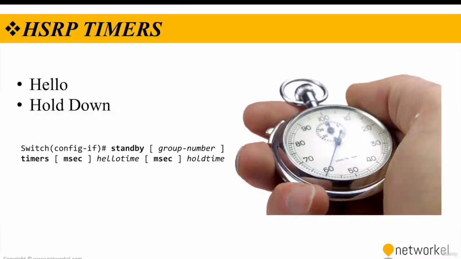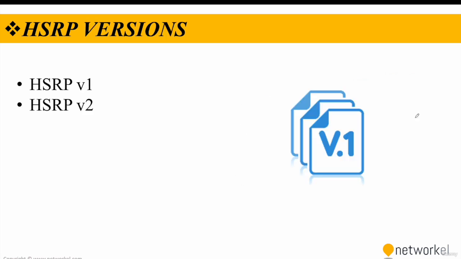All routers in the HSRP group send hello packets to each other. Okay, so by default, the hello timer is set to 3 seconds and the hold timer is set to 10 seconds. It means that a hello packet is exchanged between HSRP devices every 3 seconds. Okay, and the standby device will become active when a hello packet has not been received for 10 seconds.